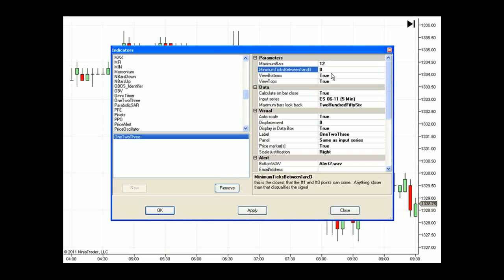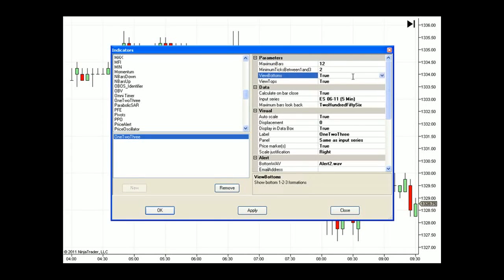Keep in mind that this setting is also going to be sensitive to the market you are trading. In this example here, we're going to be looking at an E-mini chart where there are only 4 ticks per point. Other markets will have as much as 10 ticks per point. So for the E-mini, I'll set it at 2 ticks. And what that means is that so long as the number 3 point does not come more than 2 ticks of the number 1 point, the signal will be considered to be valid, and the indicator will indicate such on the chart.